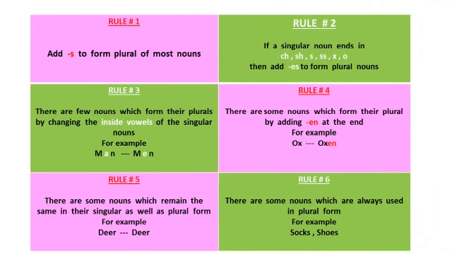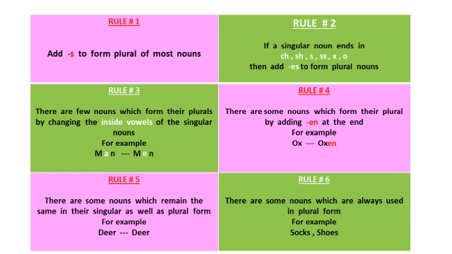Rule 1. Add S to form plural of most nouns. Rule 2. If a singular noun ends in CH, SH, S, SS, X or O, then add ES to form plural nouns. Rule 3. There are few nouns which form their plurals by changing the inside vowels of the singular nouns. For example, man becomes men.